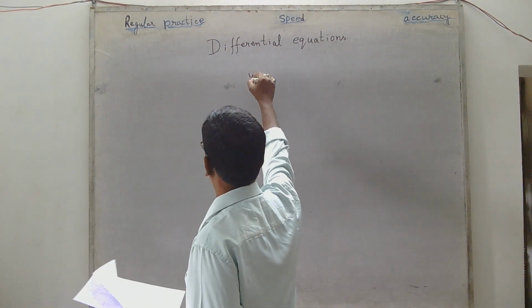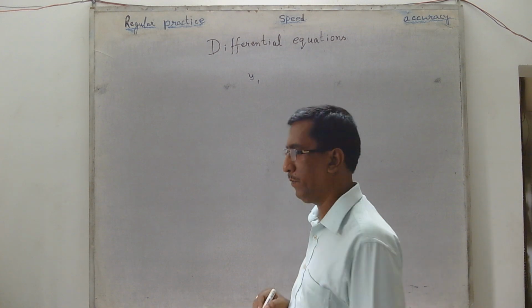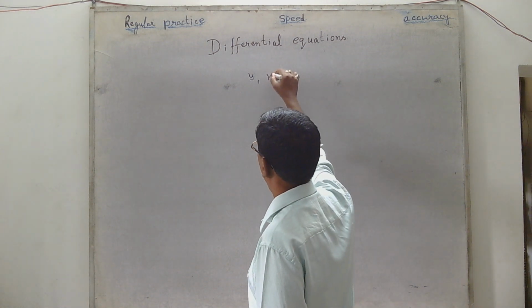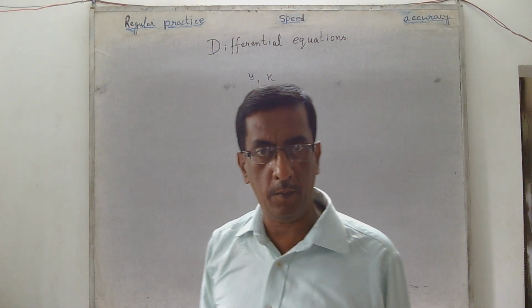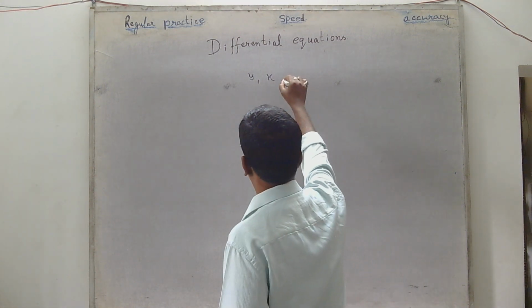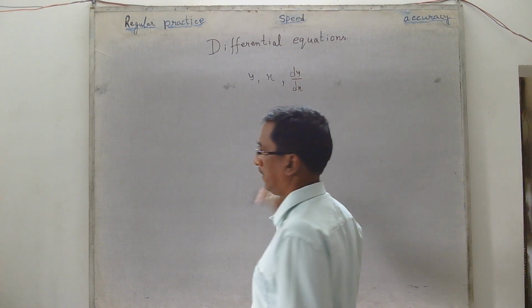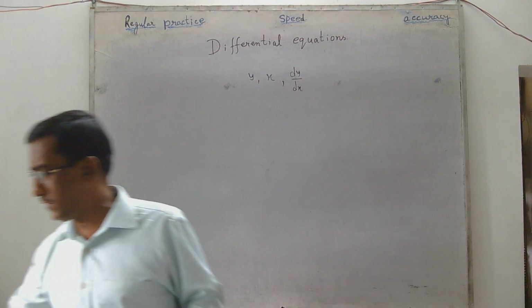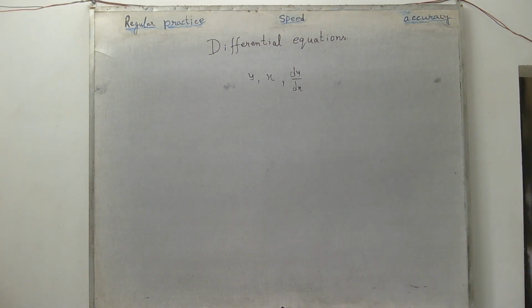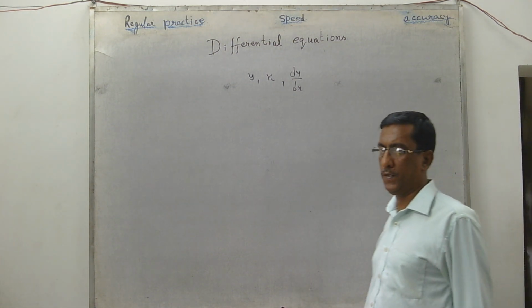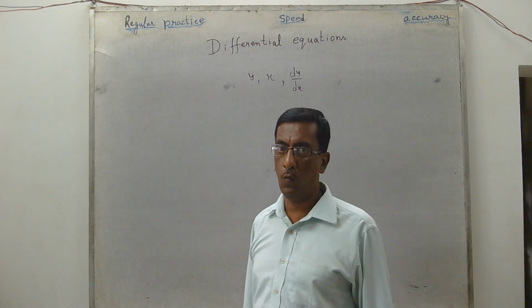Y, that is dependent variable, x which is independent variable, and dy by dx which is the differential coefficient of the dependent variable y.